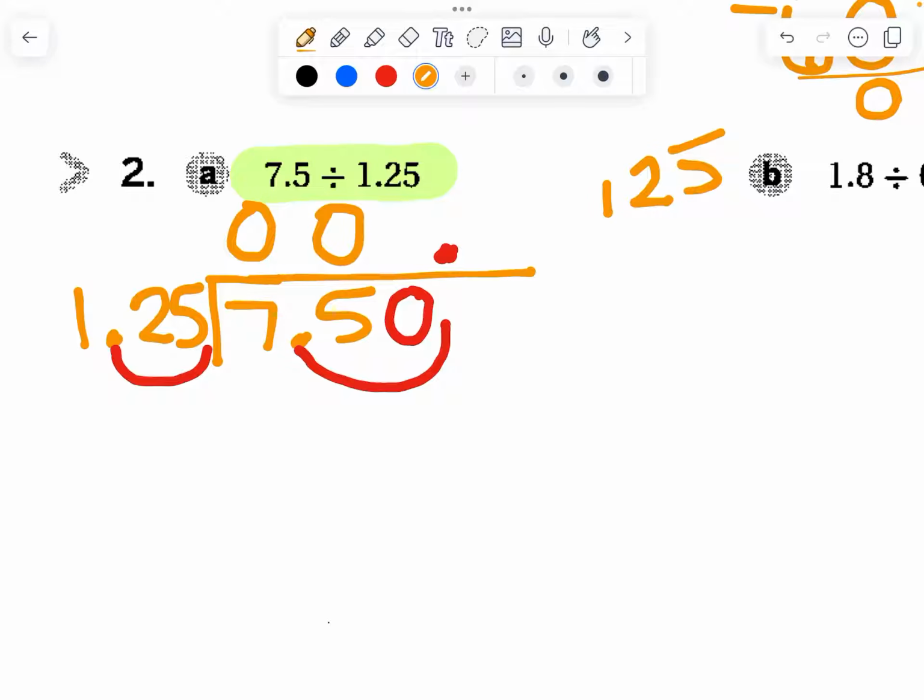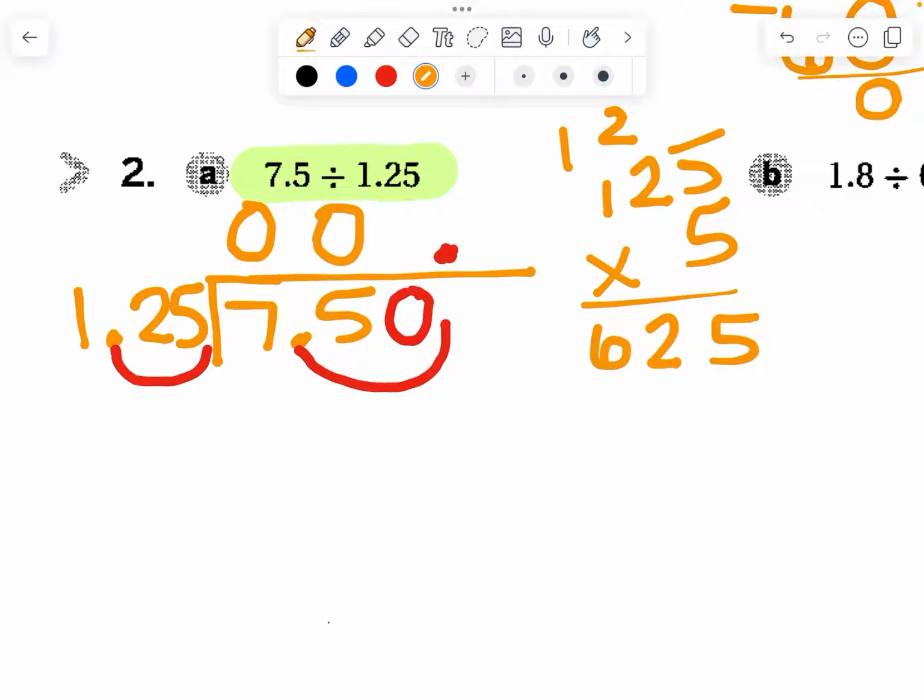Let's come over here and test out the number 5. 5 times 5 is 25. 5 times 2 is 10. 10 plus 2 is 12. 5 times 1 is 5 plus 1 is 6. Not quite there yet. That one was not big enough, so let's try times 6.